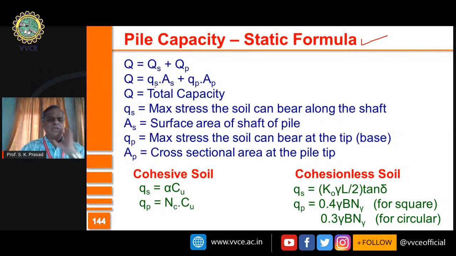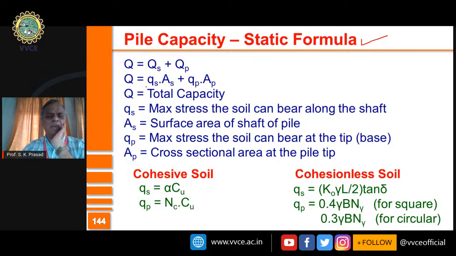QS is equal to the permissible stress qs into area, and QP is the permissible capacity at the base into area AP. Q is the total capacity. qs is the maximum stress the soil can bear, and qp is also the maximum stress the soil can bear at the base. Area of the surface and also area of the point, area of the tip are given. So you have to determine the capacity.